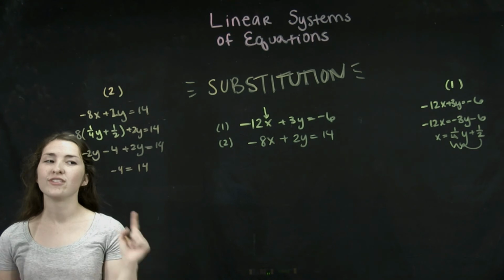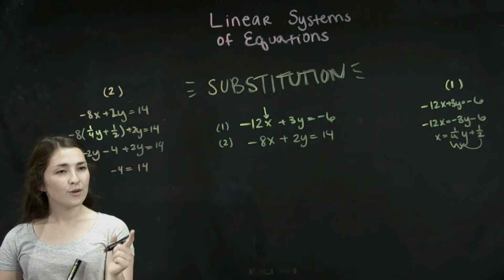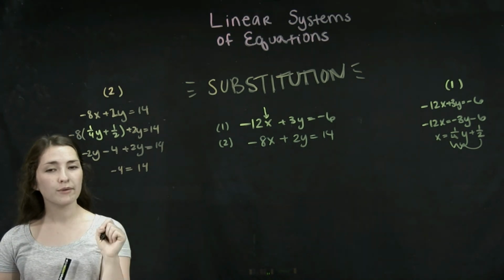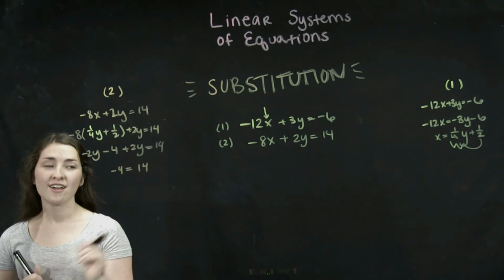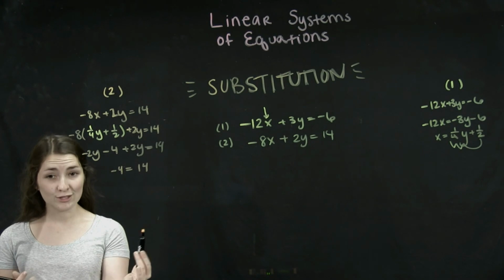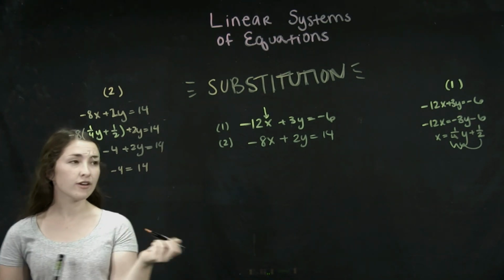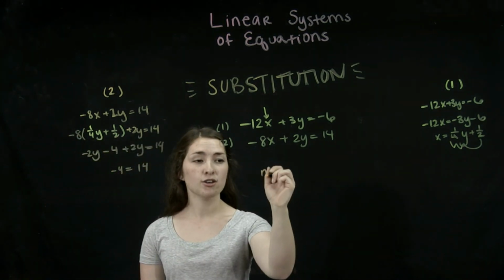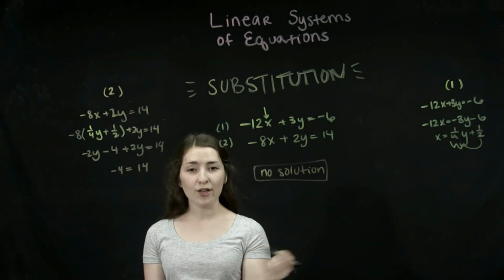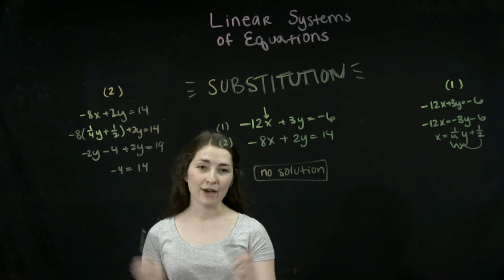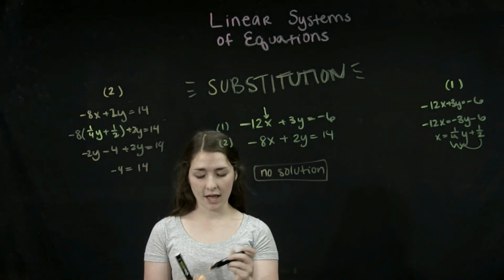Wait a second, this looks familiar. We have two numbers that definitely do not equal each other, because negative 4 never equals 14. This should remind us that we have no solution because these two are never equal to each other. So this system actually has no solution. This means that there's no value of x and y that will satisfy both of these equations at the same time.